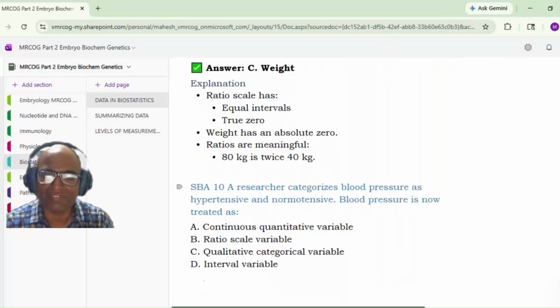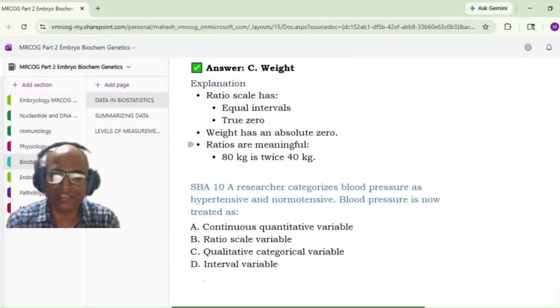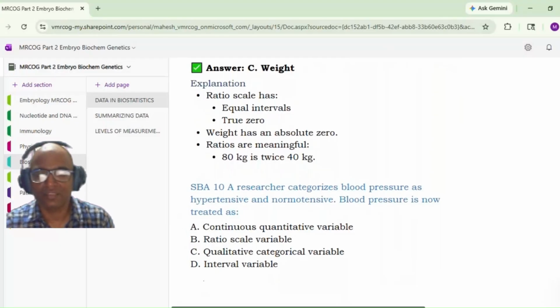It becomes hypertensive and normotensive. Here, blood pressure intrinsically is a continuous variable, but when we are dealing with these categories, it becomes a qualitative categorical variable. You got it? So the continuous variable is changed here to a qualitative categorical variable. This concept also is very important.